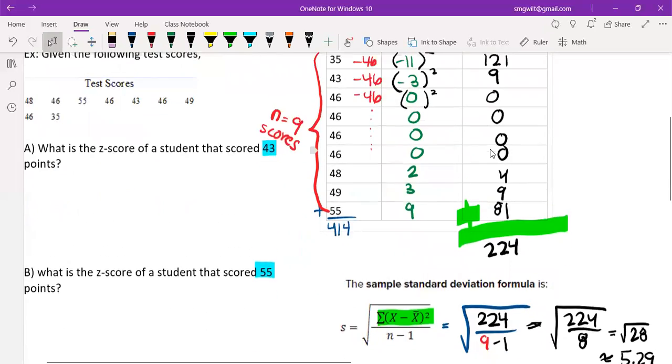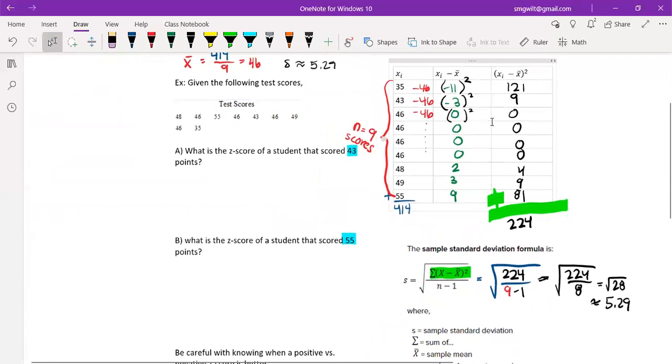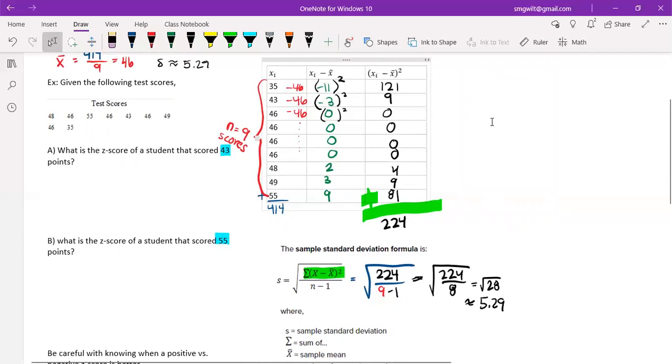Remember that this process of finding the standard deviation is something that you did in section 1A, which was the measures of variability. We just went through that process one more time because there are a couple quiz questions that do this.